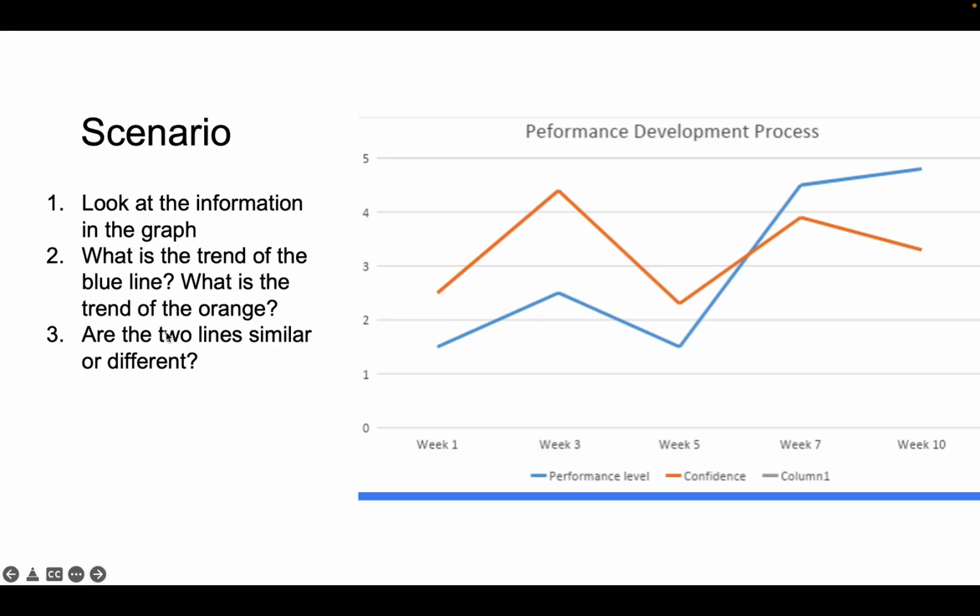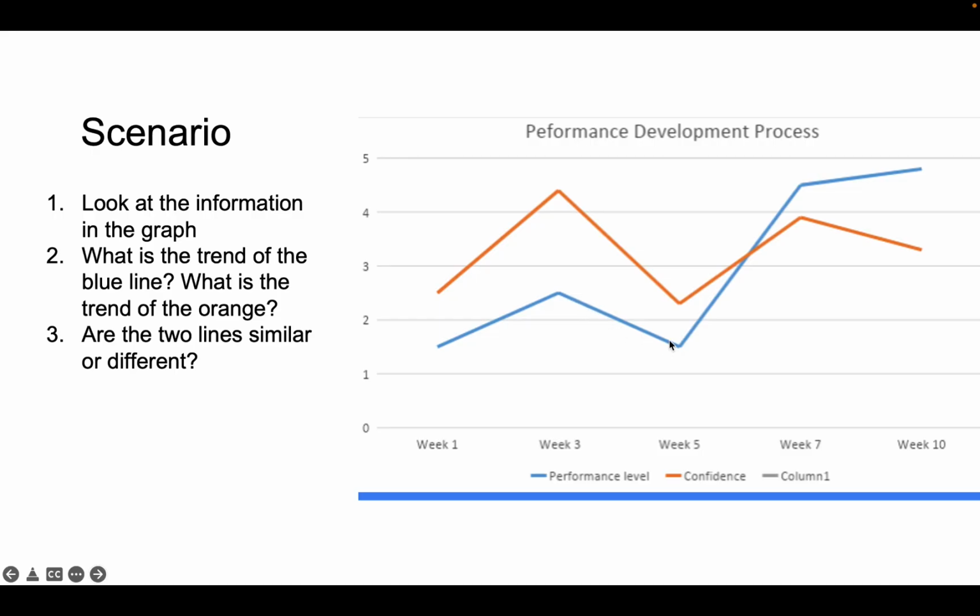Now, if you were faced with something like this in your exam, what I would say to you to do again is to look at the information given to you in the graph. What does it display? What does it show? So we can see performance level, we can see confidence level, and then have a look at the trend of the line. So initially we can see an increase in confidence level, we can see an increase in the performance level. We then see quite a sharp decrease in the confidence level, then we see an increase, then we see a slight decrease. And again, with performance level, we see a slight decrease between 3 and 5.